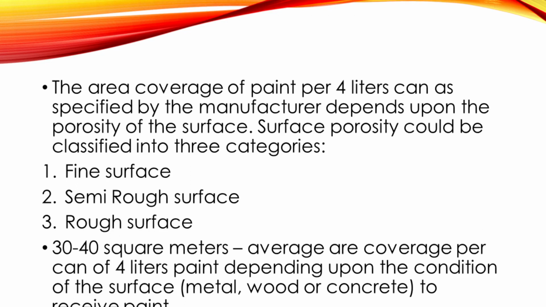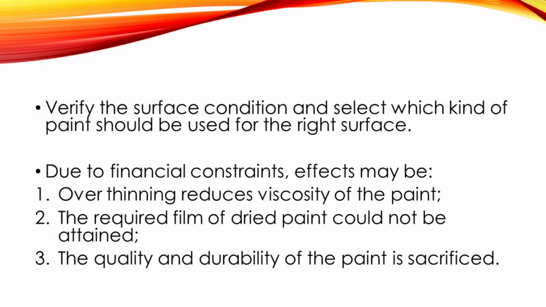Under such condition, the first thing to be considered by the estimator is to examine the surface to be painted, if it is concrete, wood, metal, or etc. Verify this condition of the surface and know under what categories does it fall. Only then it is time to select the right kind of paint for the right surface.